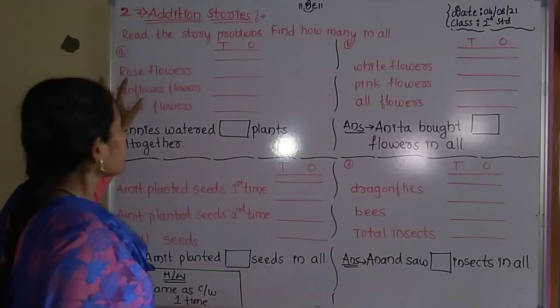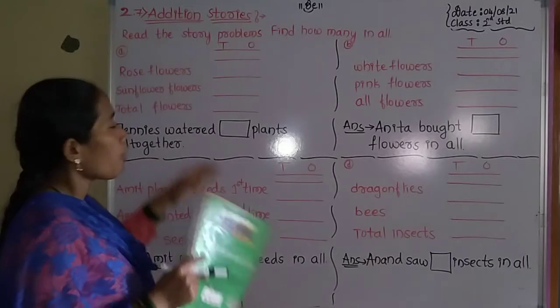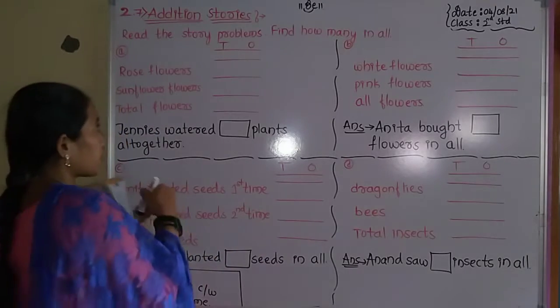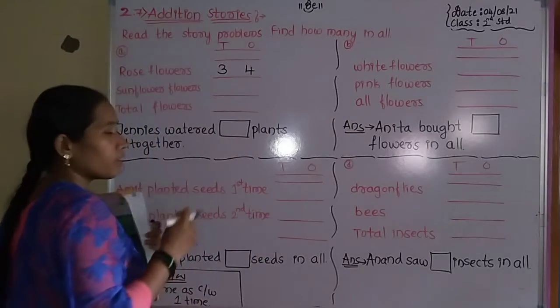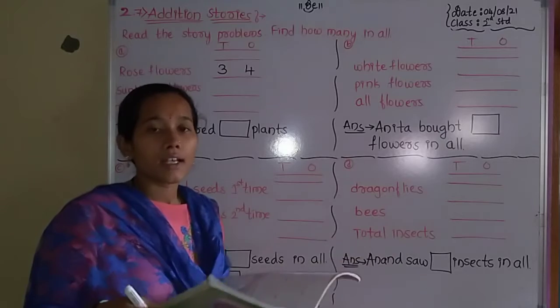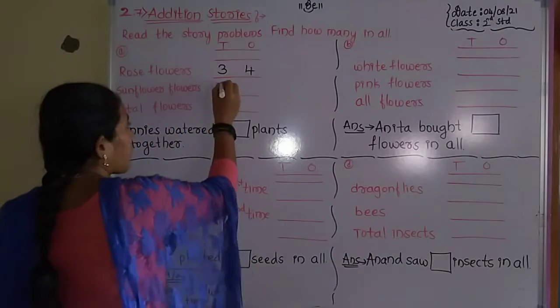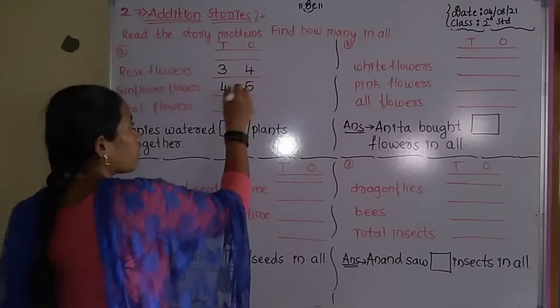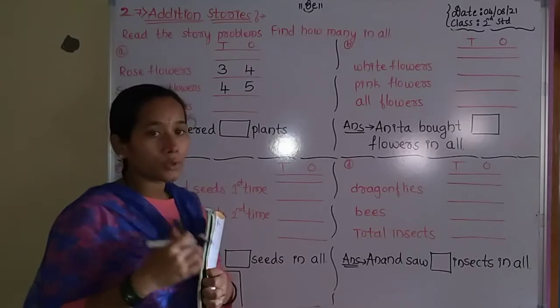See, here Jenny watered rose plants first. How many rose plants are there? 34 rose plants are there. So write 34 with respect to its position. Then she watered sunflower plants next. How many sunflower plants? 45. She watered only two kinds of plants, so here only two addends are there.